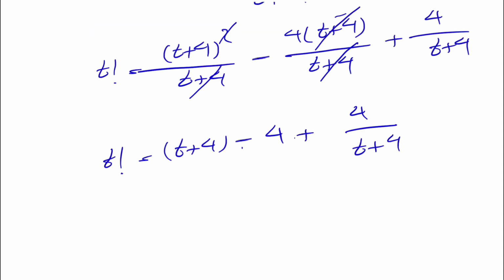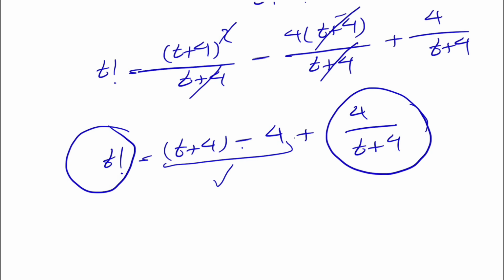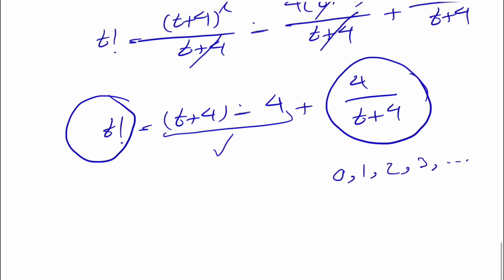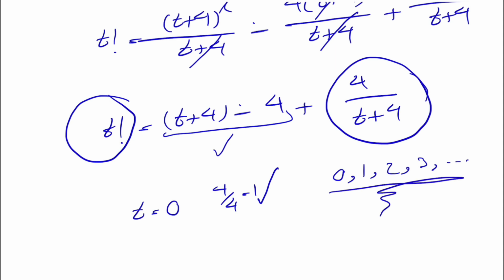So the reason I did this is to get to this part of t factorial, and we basically have t plus 4 minus 4, which is good, but we have a ratio in here that has to be some number from 0, 1, 2, 3, and so on. In order to get rid of this ratio, our t can be, first of all, 0. So that way we have 4 over 4, which is 1. That's good because t factorial only can be 0, 1, 2, these numbers here, and we cannot go with a ratio.